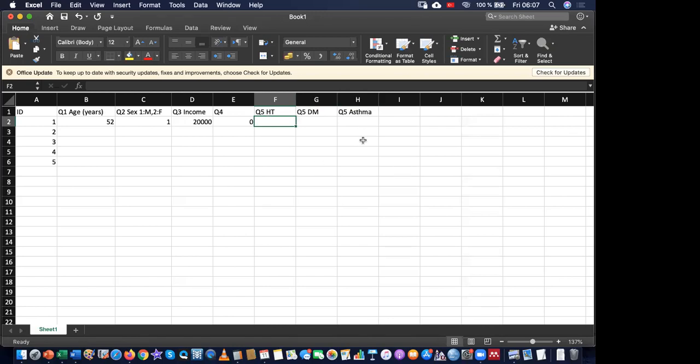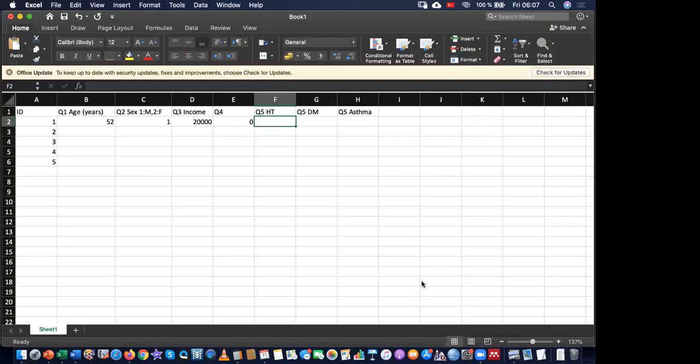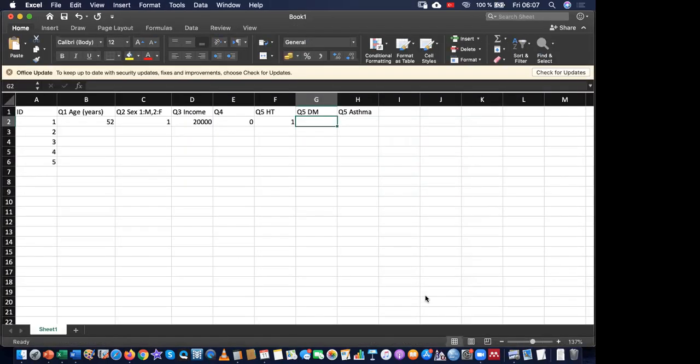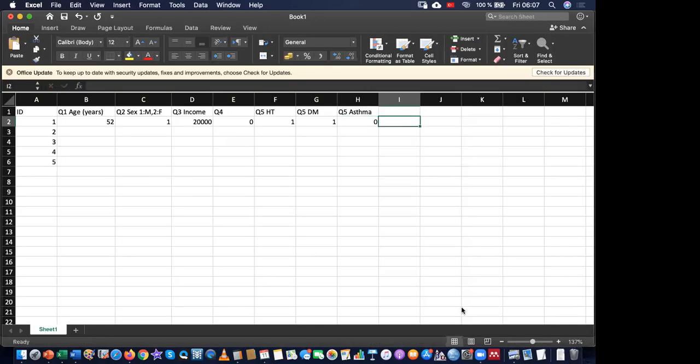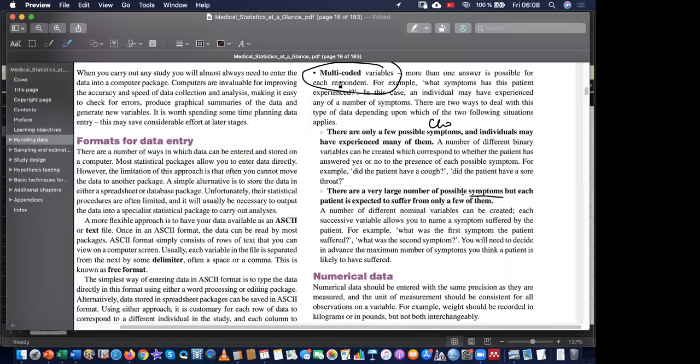Okay. Do you have hypertension? What did the person say? Yes, he said. So yes is 1 and no is 0. Okay. Do you have diabetes? Yes, I have. 1. Do you have asthma? Not selected. 0. And so on. Then you go to the second participant, and this is Husna, and he or she is 18, and is female, and you continue to type. Is this clear with the multi-coded variables?